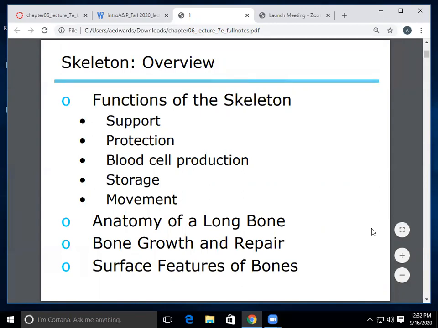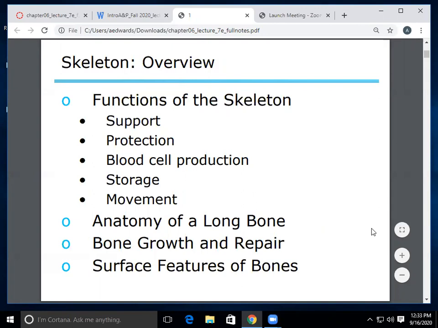And I added this document this morning, so it is in Canvas. So you can look at it. Well, this is an old version, the older version of the textbook, and it was chapter 6. The content is skeletal system. Okay, so don't worry about the numbers. Just want to make sure that the content matches what you're supposed to be studying each week.